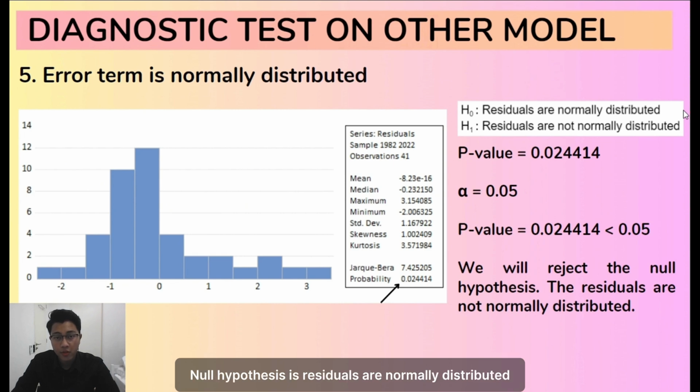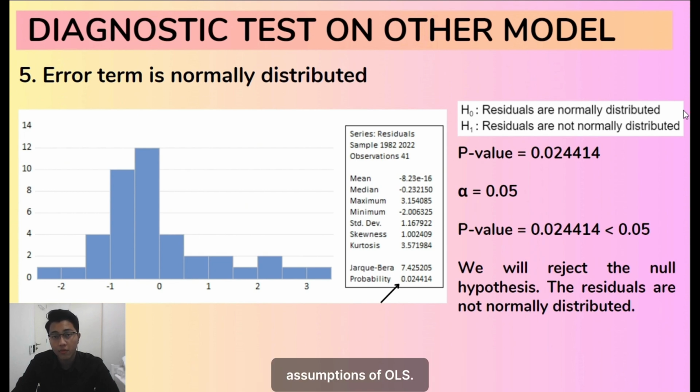The null hypothesis is residuals are normally distributed, and the alternative hypothesis is residuals are not normally distributed. P-value is 0.024414, which is less than the alpha 0.05. Hence, we reject the null hypothesis and conclude that the residuals are not normally distributed. Hence, this is the reason why we choose our current model rather than the second model. Our model follows 5 of the assumptions of OLS, and the second model did not follow 1 out of 5 assumptions of OLS.